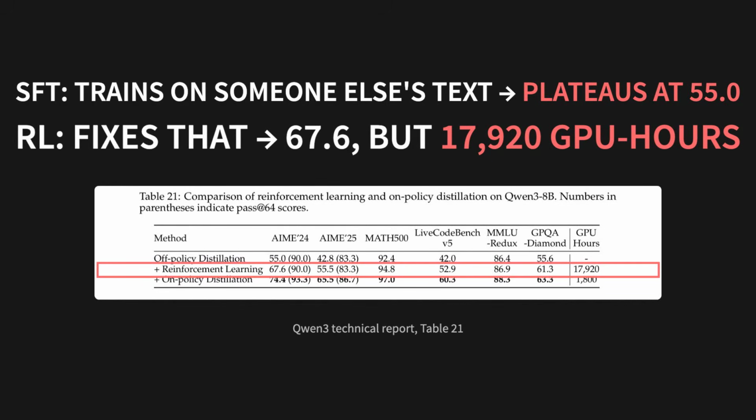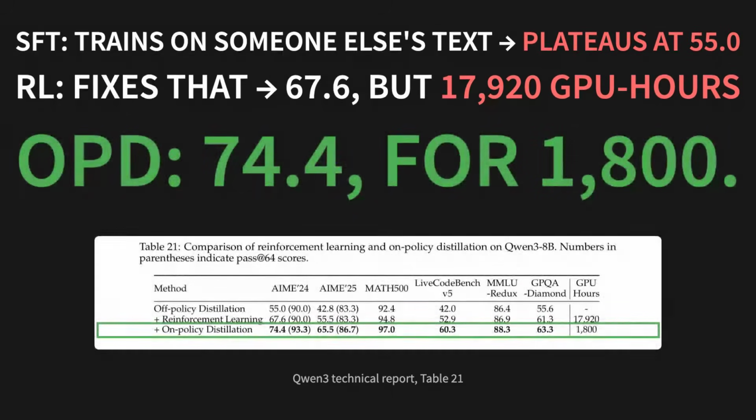Now the student writes its own attempts and gets graded. That fixes the mistake problem, and the score jumps to 67.6. But look at the price tag, 17,920 GPU hours, and each attempt is hundreds of tokens of work, yet it earns exactly one number of feedback. On-policy distillation, or OPD for short, keeps the part of RL that works, the student learning on its own attempts, and makes the feedback dense. A grade on every token. That combination scores 74.4 for just 1,800 GPU hours.